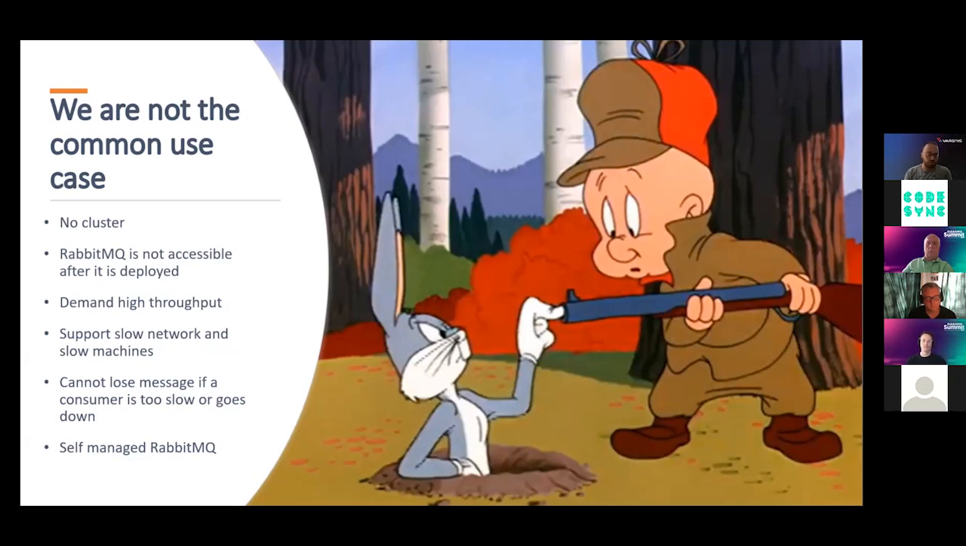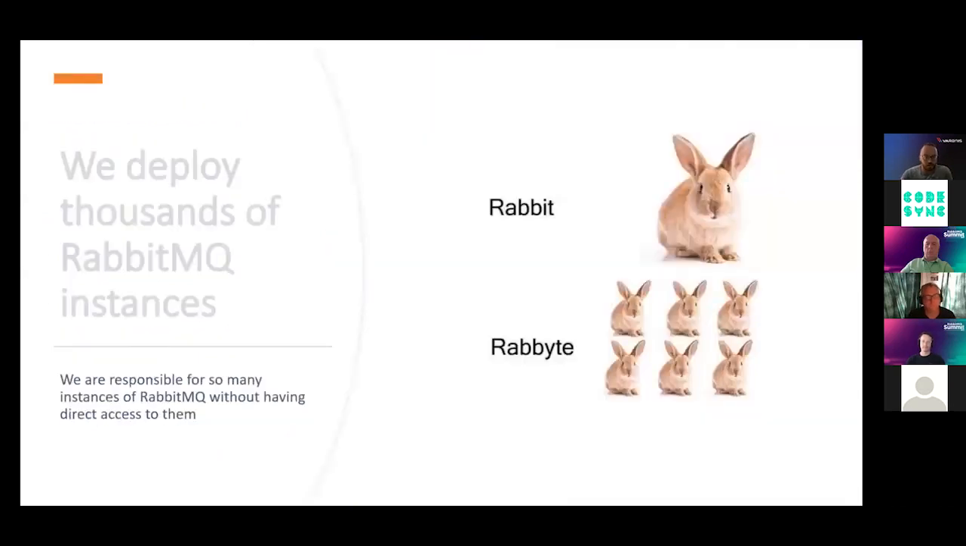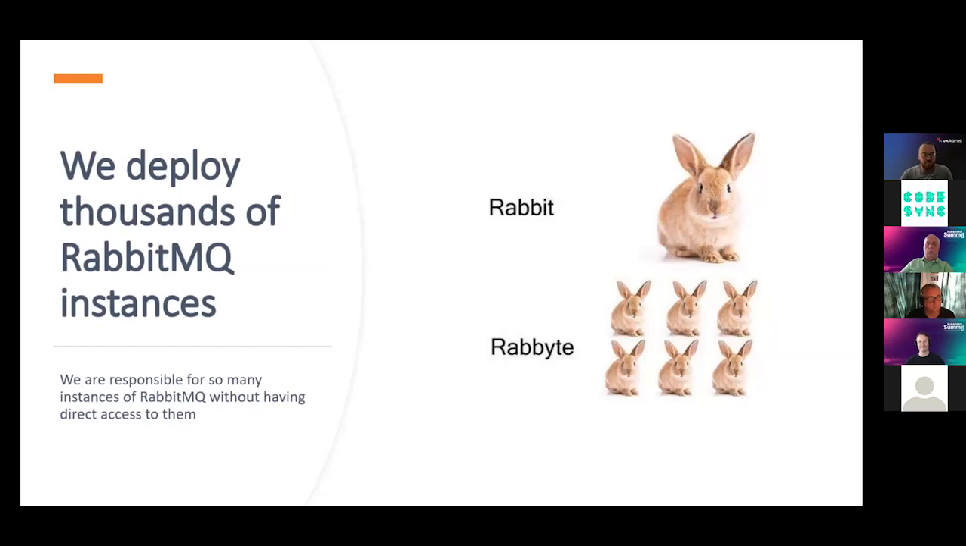Another thing is that we deploy RabbitMQ, and once we finish deploying it, we don't have access to it anymore. So our RabbitMQ should be self-managed. What do I mean by self-managed? Briefly, self-managed means that RabbitMQ should recover itself in case of an issue, and we should have an ability to monitor it. We're going to discuss that as well. As I mentioned, we have quite a lot: more than 7,000 customers, and tens of thousands of RabbitMQ instances running on our customers' machines.